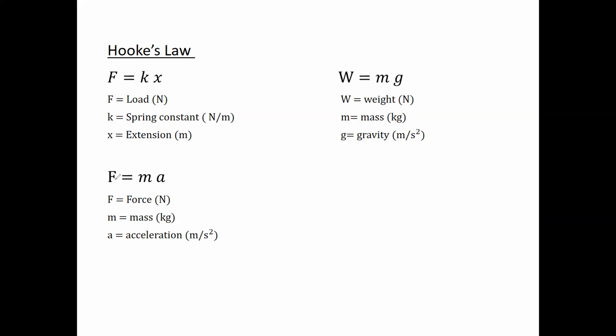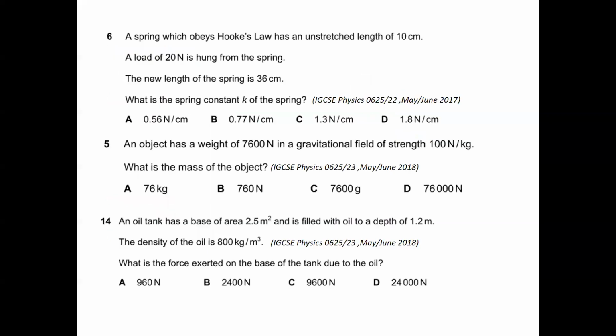And then we have F equals to mass times acceleration. So F equals ma, F here is force, and the unit is Newton. M is mass, the unit is kilogram, and A is acceleration, the unit is meter over second square. Then we go to the questions.